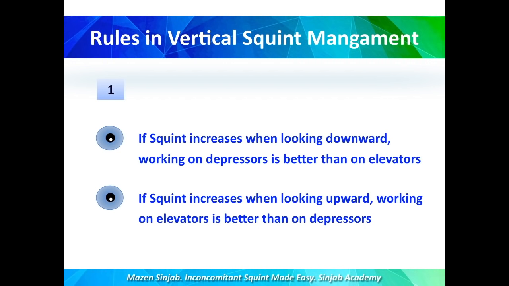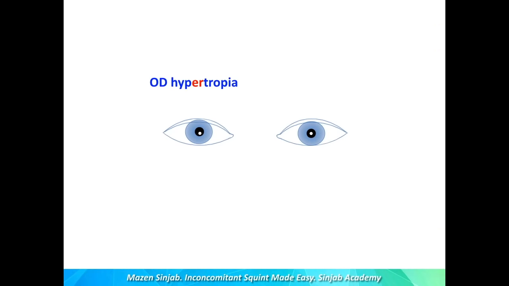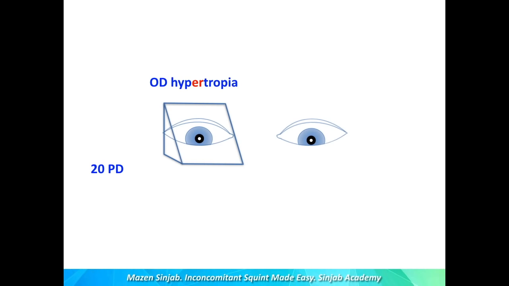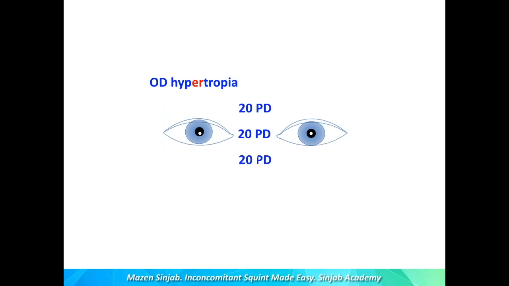So let us measure the vertical squint in the primary position, upper gaze and down gaze using the prism cover test. In the primary gaze, the test shows 20 prism diopters. On down gaze, the patient also has 20 prism diopters, and on upper gaze, the patient has 20 prism diopters. So in all directions of gaze, there is an equal amount of vertical squint.